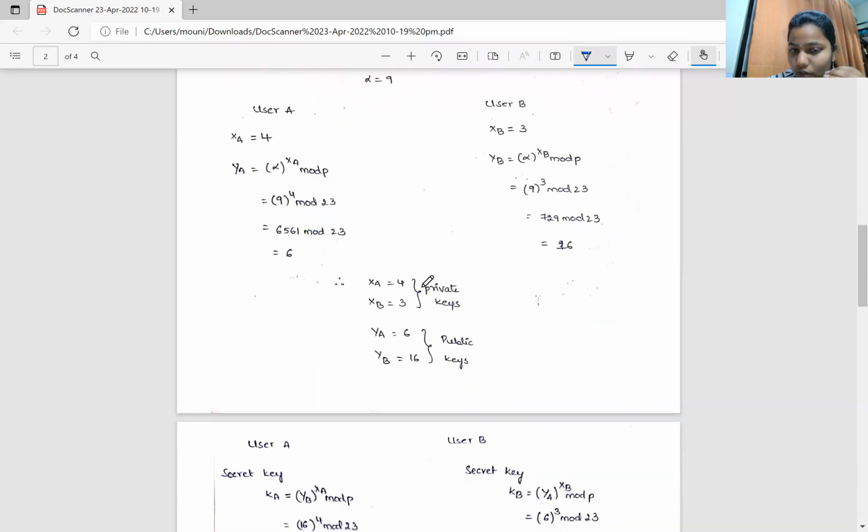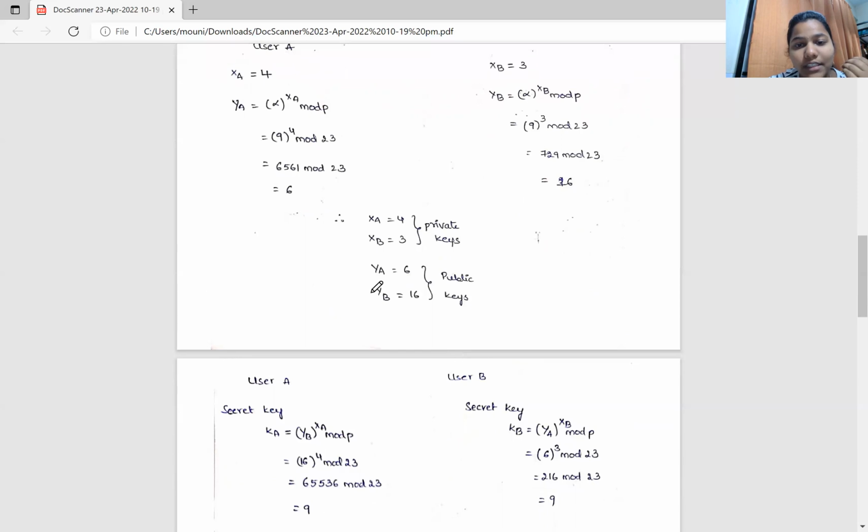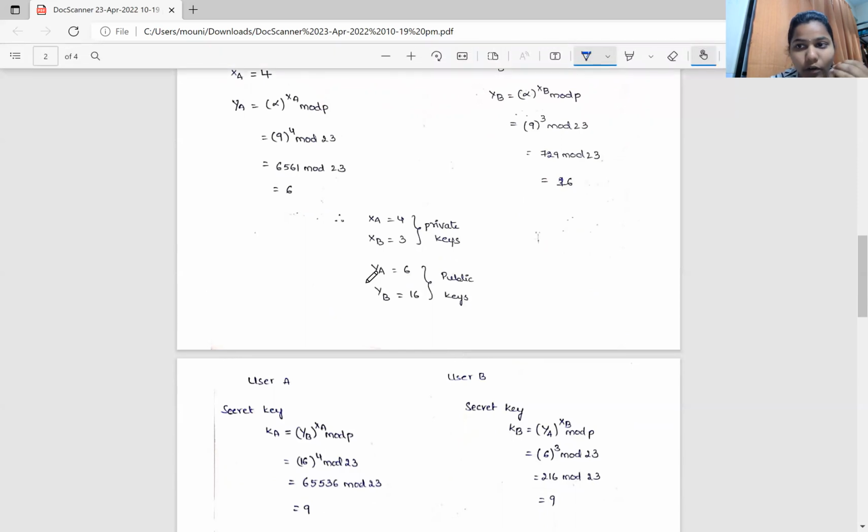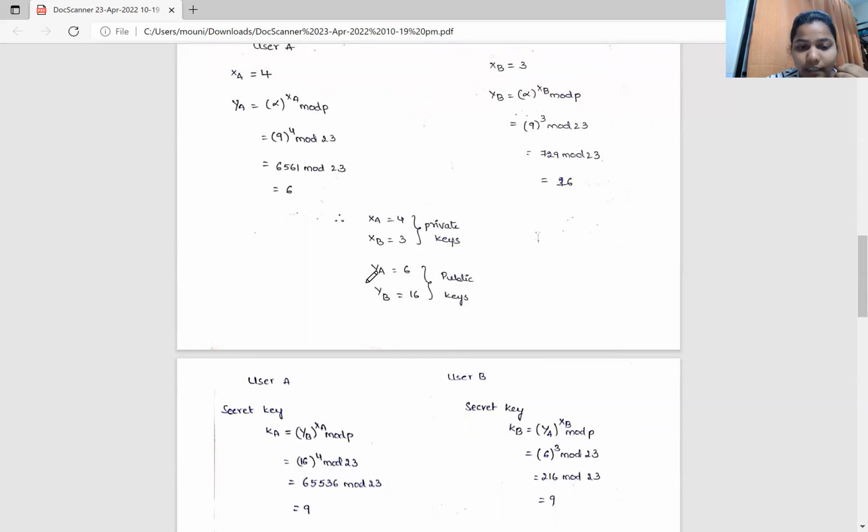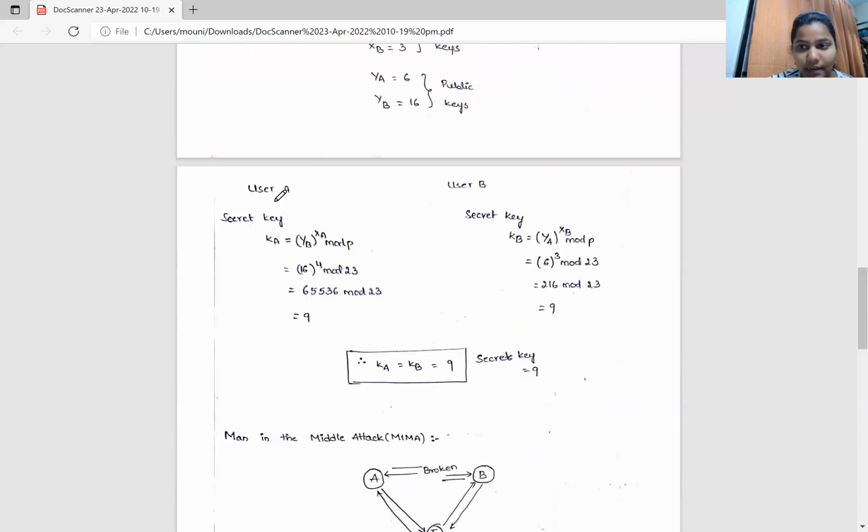Now, XA is equal to 4 and XB is equal to 3. These two are the private keys, and YA is equal to 6 and YB is equal to 16. These two are the public keys. With the help of these keys, we are going to compute our secret key. Now let's see the secret key calculation through the user A side.